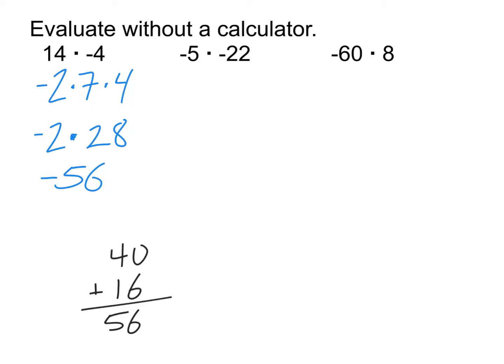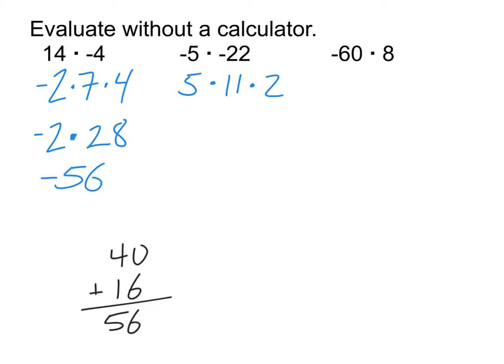Now we go into the 5 times the 22. First of all, a negative times a negative is a positive. So we know this is a positive number. Now the 5, I definitely cannot break that up into any pieces. But the 22 I can. The 22 is 11 times 2.